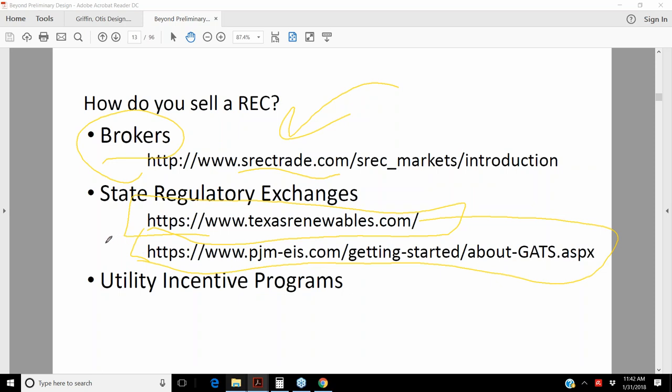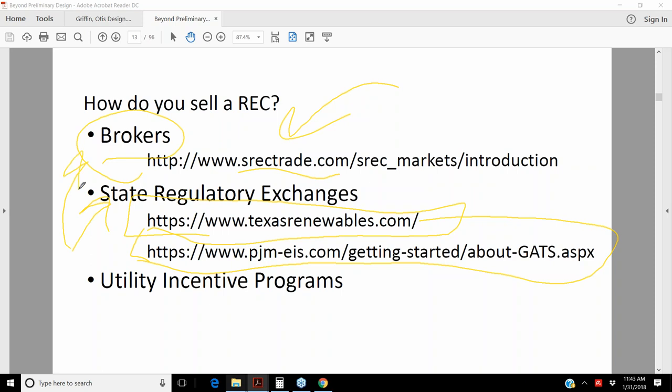You have to keep in mind that every electric grid is different, and so every state REC exchange is going to be a little bit different. But fundamentally, if you have an interconnection agreement and an online monitoring system, that is enough for you to say, I have a REC. And then if you want to sell that REC to a compliance market, you have to register either with a broker or directly onto the state exchange.